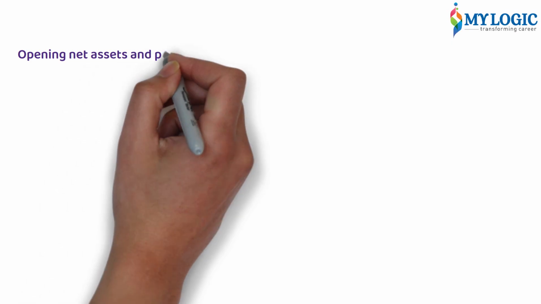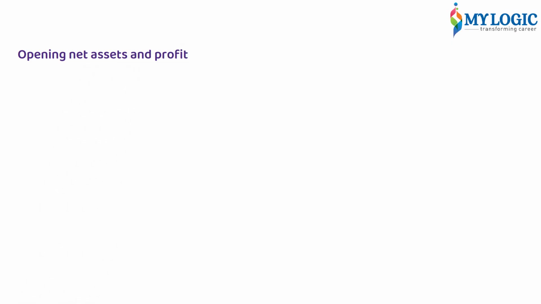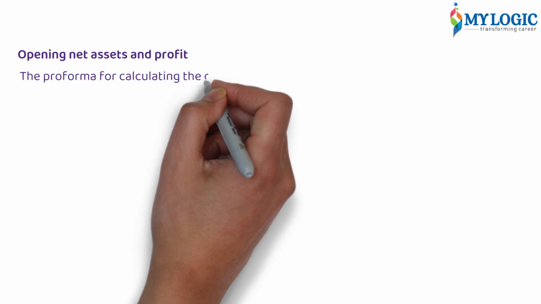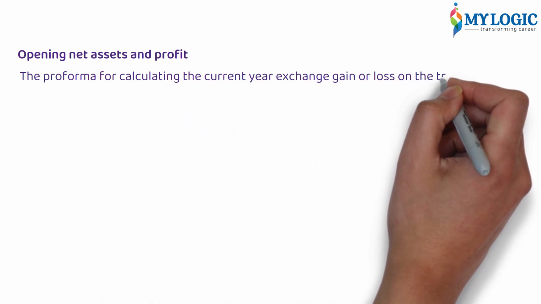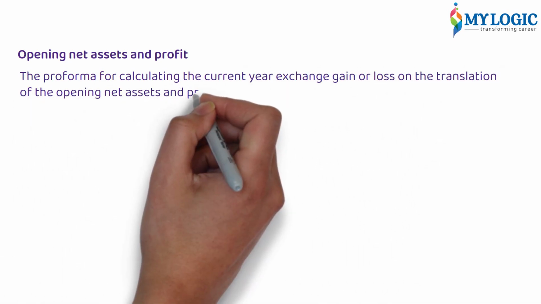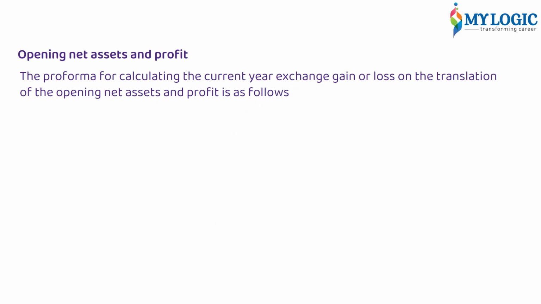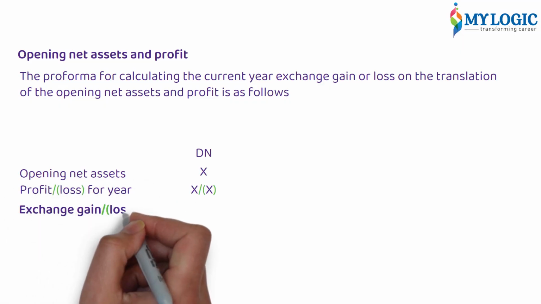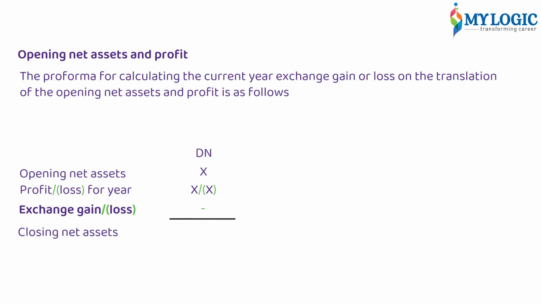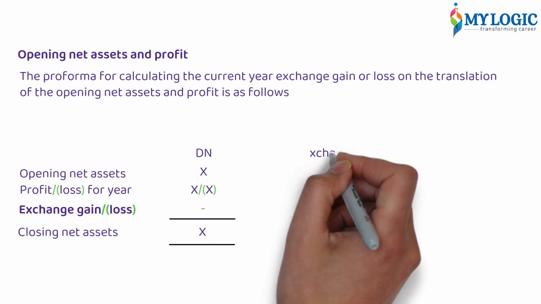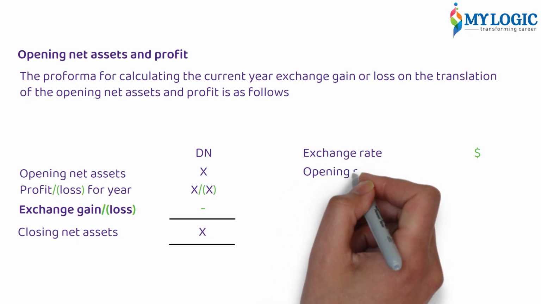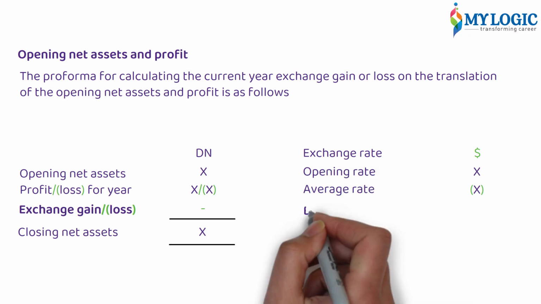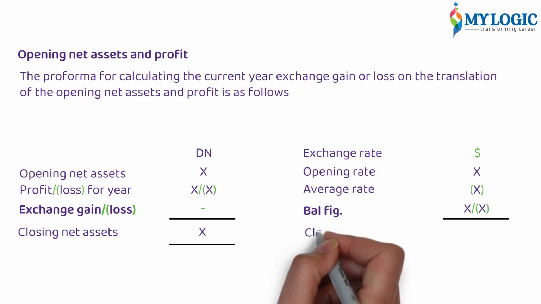Opening net assets and profit. The pro forma for calculating the current year exchange gain or loss on the translation of the opening net assets and profit is as follows. Opening net assets, profit or loss for the year, exchange gain or loss as the balancing figure, and closing net assets. The exchange rates are the opening rate, average rate, and closing rate.